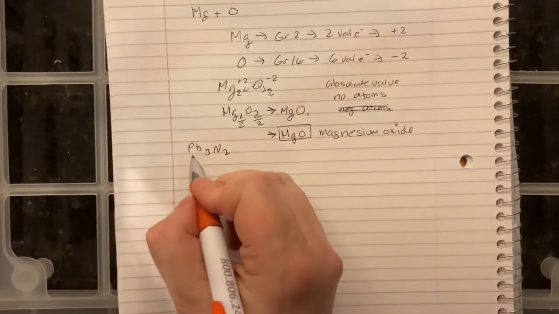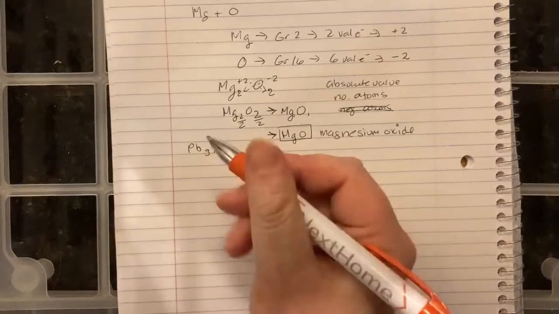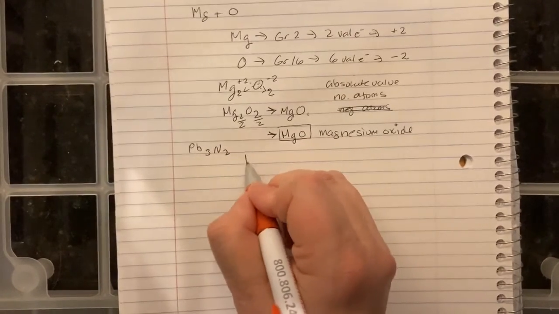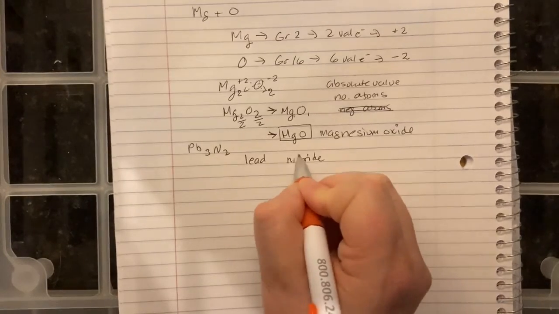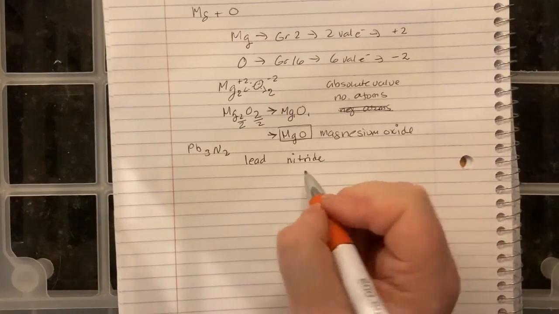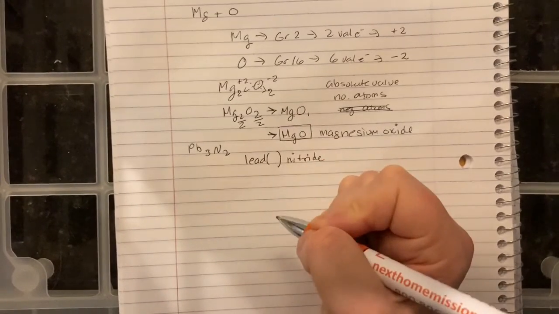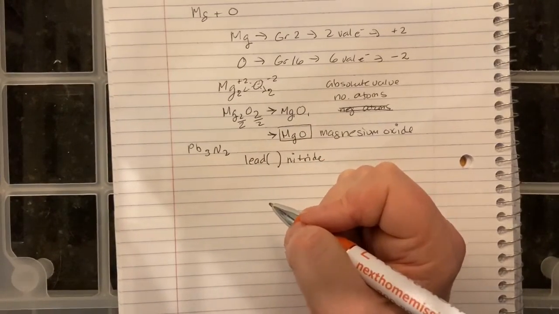Okay, and now we have 3 leads and 2 nitrogens. So right now the name I already know should be lead nitride. And we don't say nitrogenide, it's too long, so we shortened it to lead nitride. But lead needs to have Roman numerals.